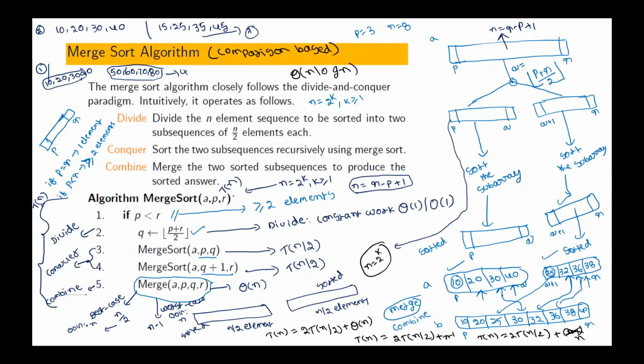Comparison based. Insertion sort? Comparison based. Merge sort? This is also comparison based. But if any sorting algorithm is comparison based, then it has been shown that the algorithm takes at least n log n amount of time. No comparison sorting algorithm exists which takes less than n log n time.